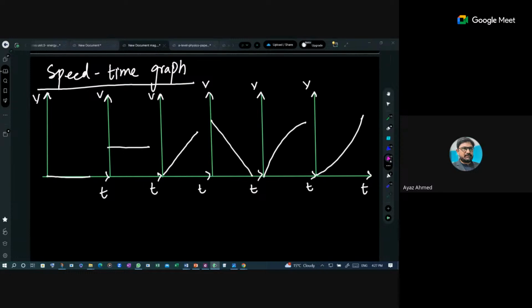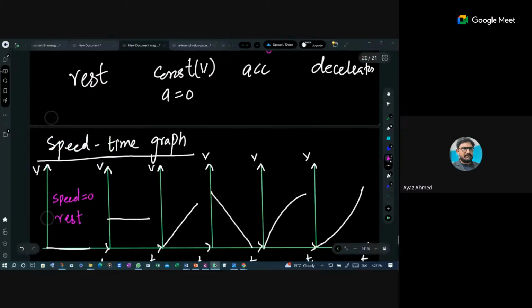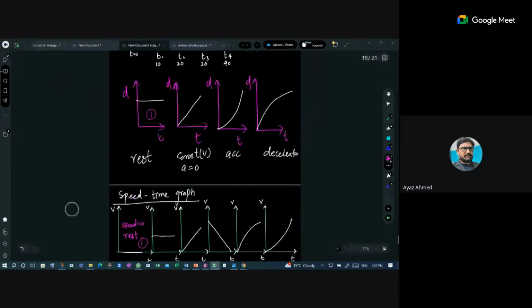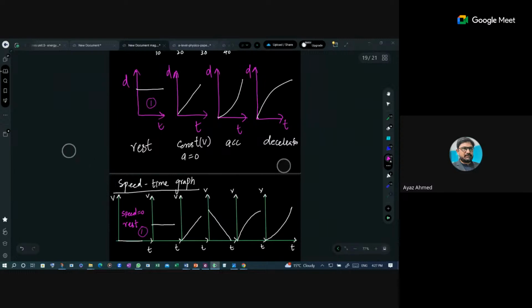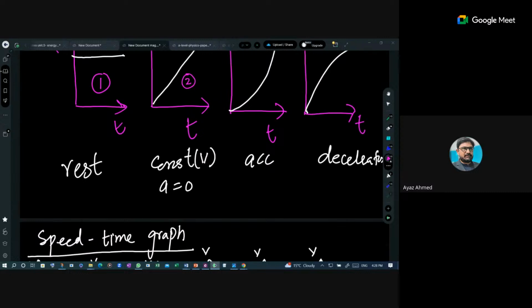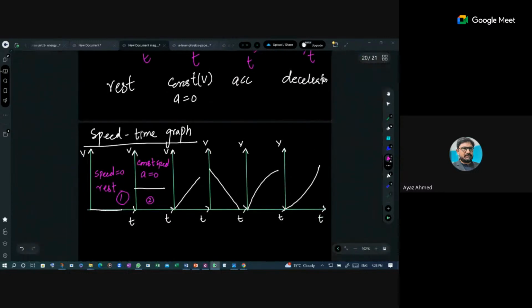So what about this? Its speed is 0. This graph shows speed 0. It means the body is at rest. So if this is your graph number 1, its speed time graph is over here, isn't it? Okay. Here in graph number 2, what is its description? It has a constant speed. It means its acceleration is 0. And I have shown you that graph over here. So this was your graph number 2, and its speed time equivalent is over here.